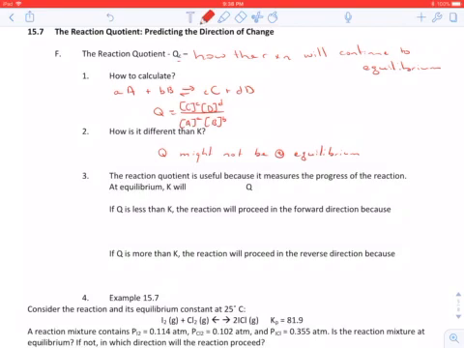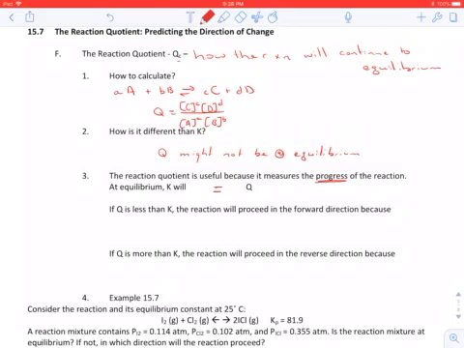The reaction quotient is useful because it measures the progress of a reaction. How close to equilibrium are we? And which way will it shift for us to get to equilibrium? At equilibrium, K will equal Q. Very simply, if Q and K are the same, that means you're at equilibrium.